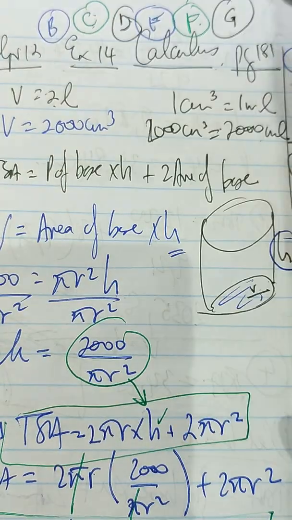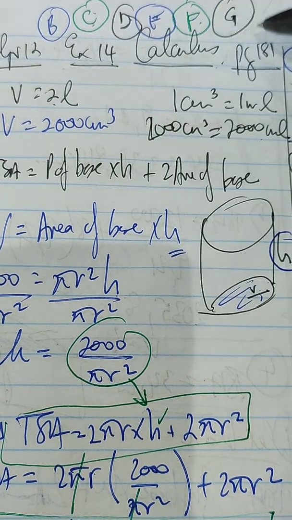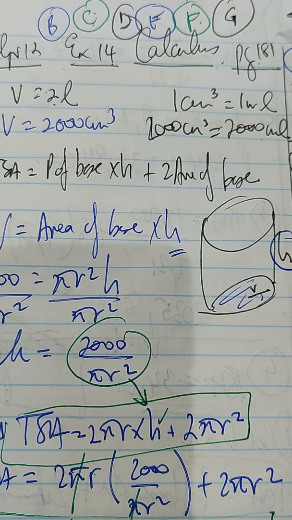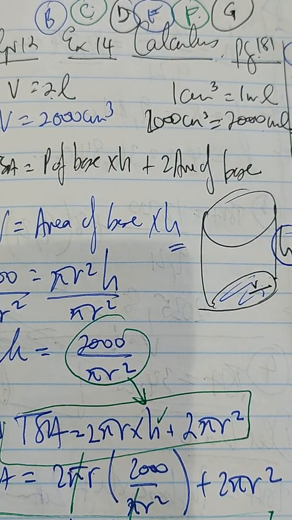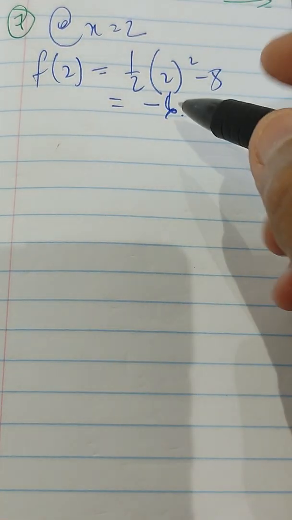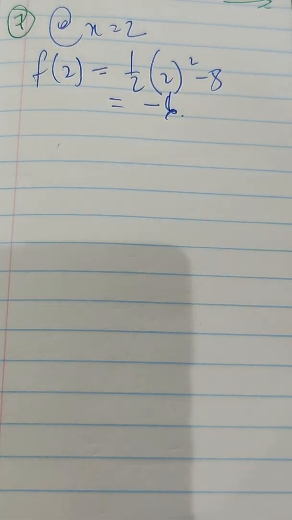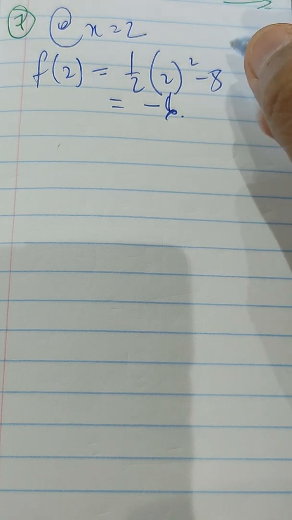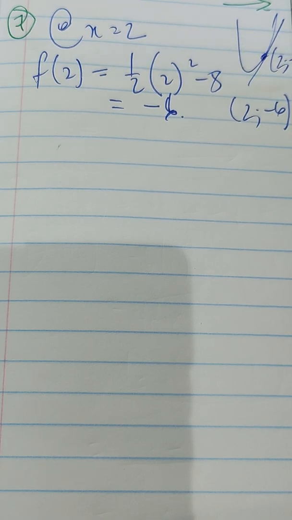Okay, so now we're looking at G of exercise 14 on page 181. This is now the 7th video of this exercise. At this point we worked out the point of contact, which is 2 and negative 6.